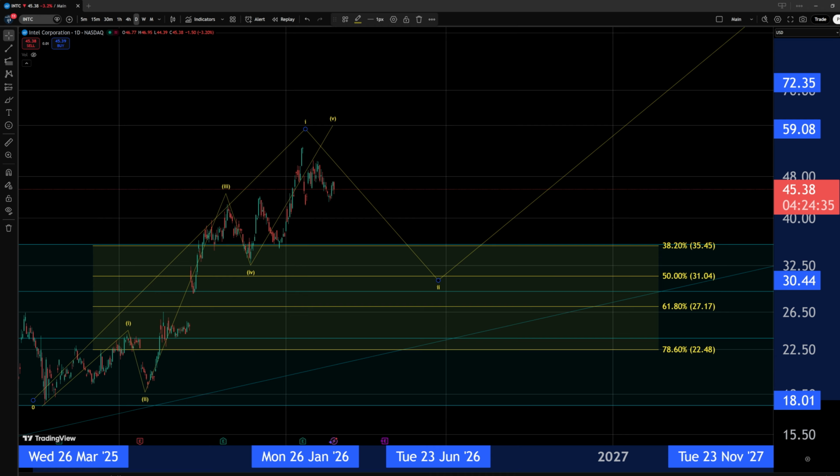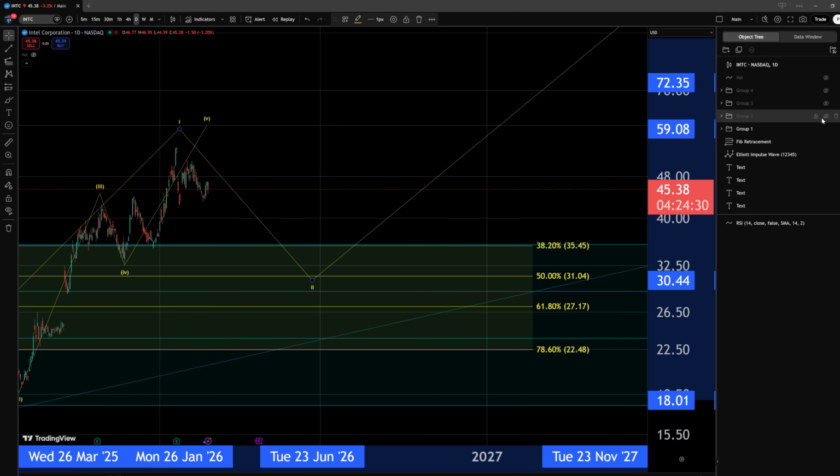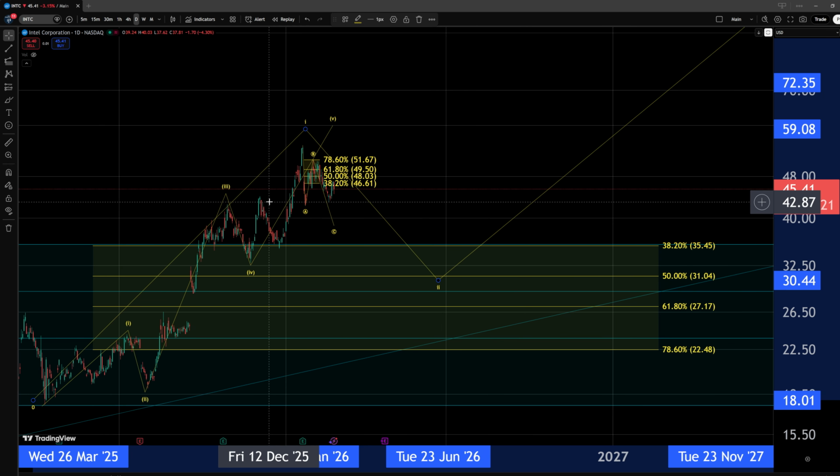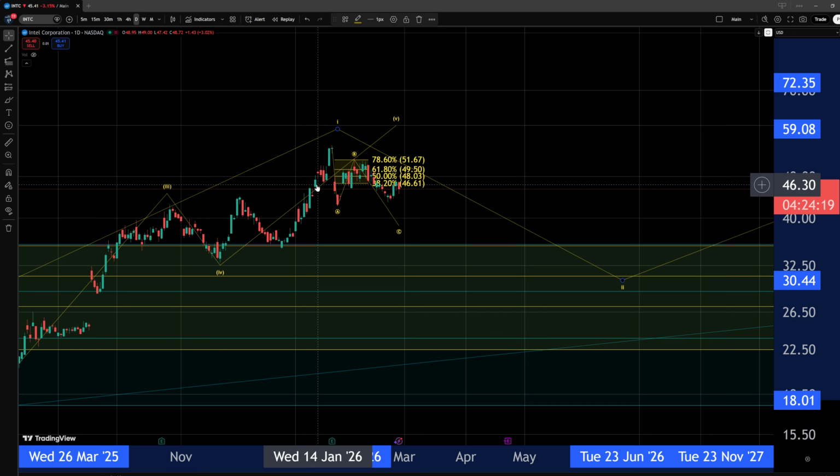Now, let's get back to the chart. So here we are looking for a wave 2 correction, and we would typically expect this to form within an ABC structure. That is the most common outcome, although it is not a must.